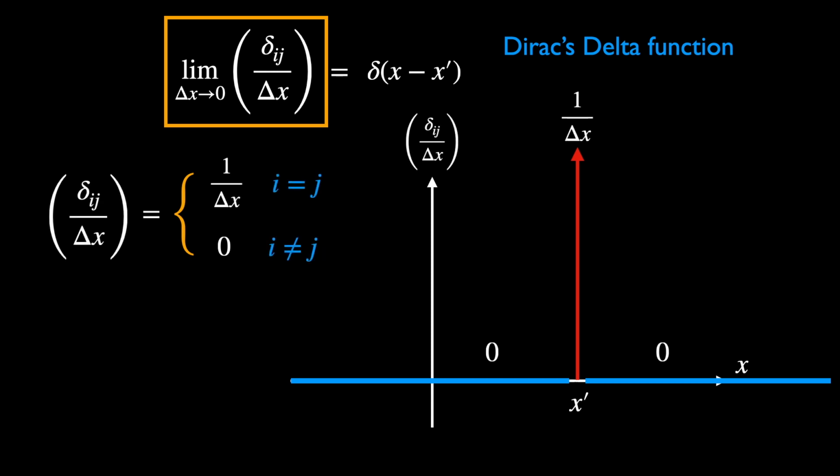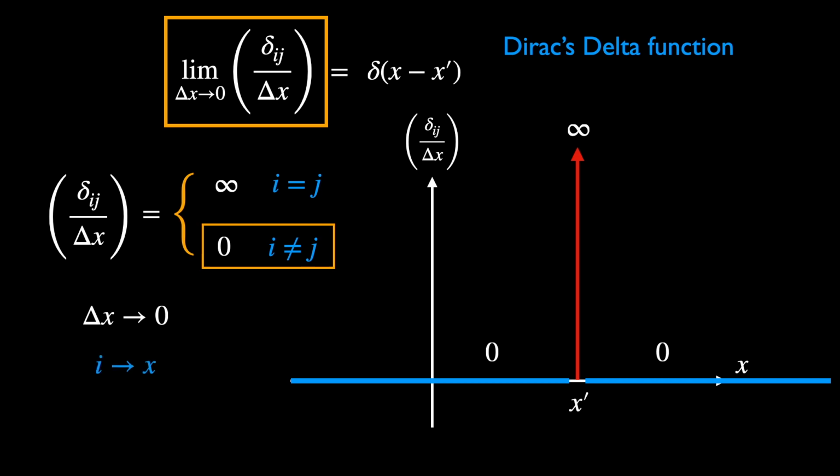We can see that when i is equal to j, the value of this function, 1 over delta x, also approaches infinity, as delta x approaches 0. And where i is not equal to j, it is also 0, similar to Dirac's delta function. Remember that i is mapped into x and j into x prime. This shows that the function approaches the delta function in the limit.